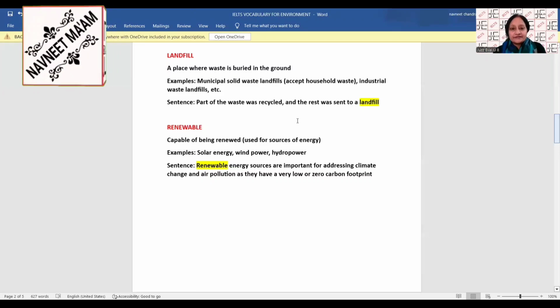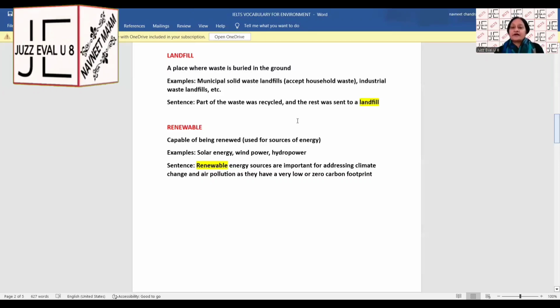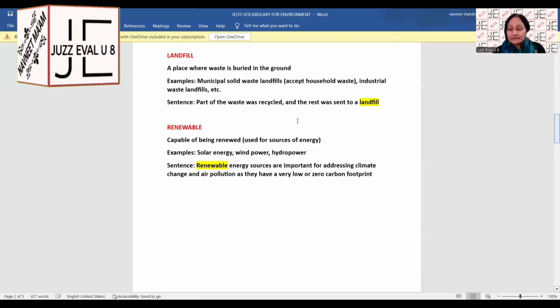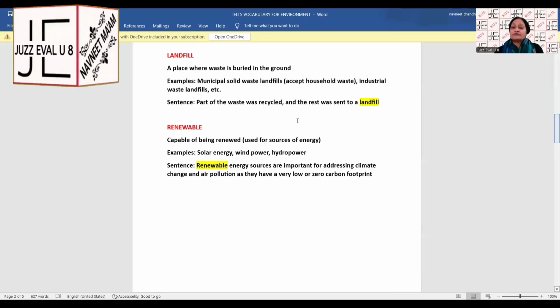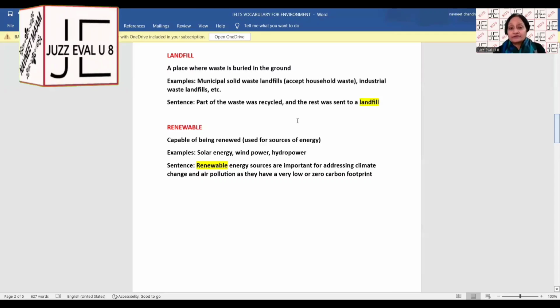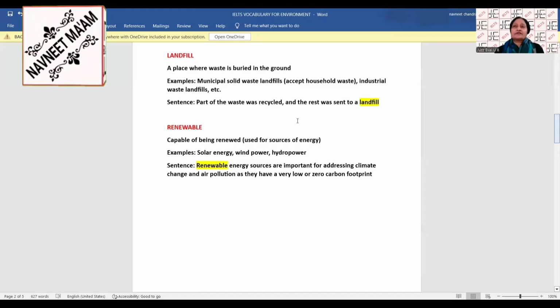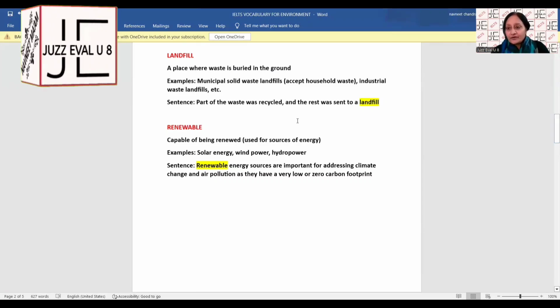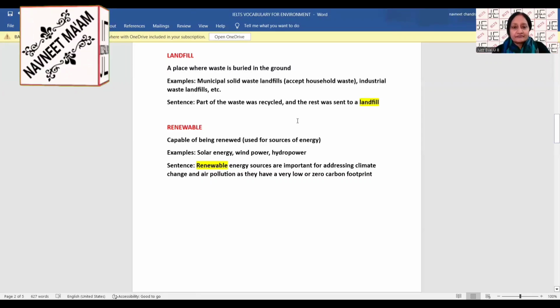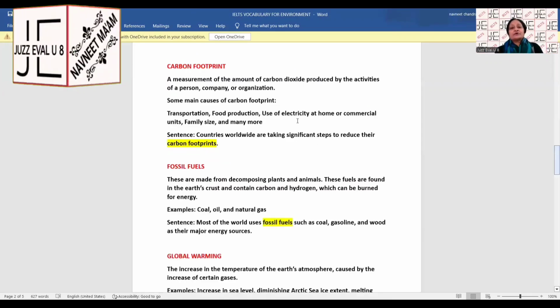Now let's see the sentence. Renewable energy sources are important for addressing climate change and air pollution as they have a very low or zero carbon footprint. That is, they do not cause a lot of pollution. Okay, now let's go to the next. Now, what is a carbon footprint?